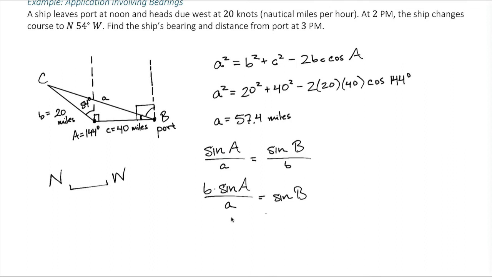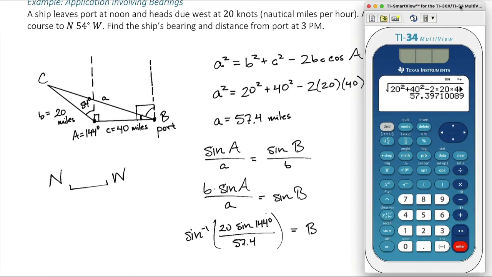And then, of course, we'll be doing the sine inverse. So sine inverse of, let's plug our numbers in. B is 20, sine of the angle A, 144, over side length A, which was what we found here, about 57.4. And that will be our angle B. So we're going to plug this into our calculator. When I do this, I'm going to remember that I actually want this exact number here.